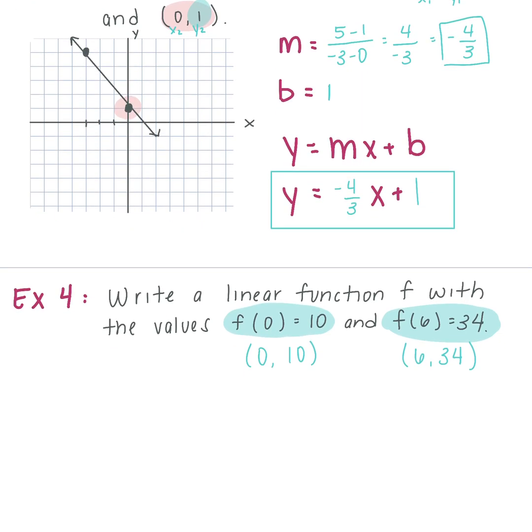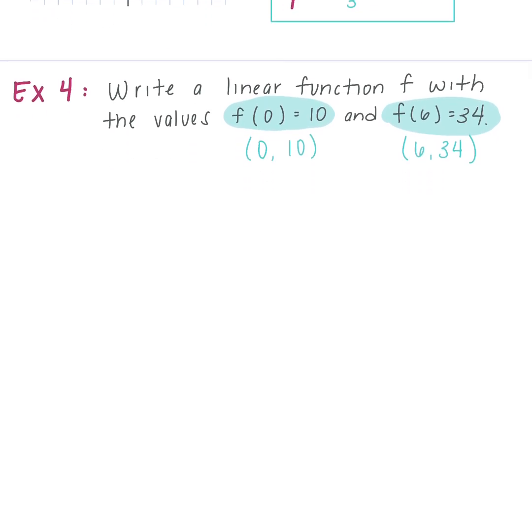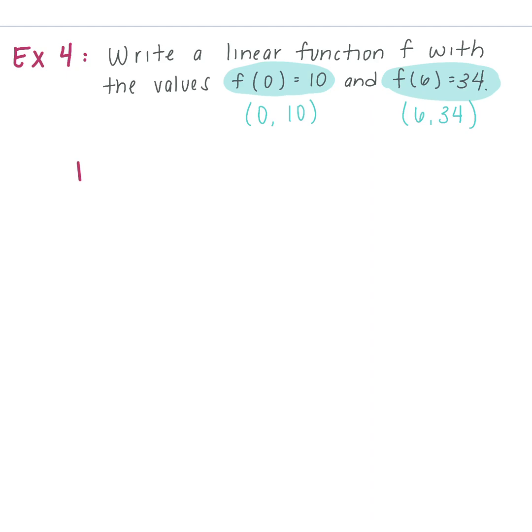So the first thing I need to do is find my slope. So if I'm going to find my slope, my m equals, this is my x1, y1, x2, y2. So I'm doing 10 minus 34 over 0 minus 6. 10 minus 34 gives me negative 24 over negative 6. Negative 24 divided by negative 6 is just 4. And then I've got to find my intercept.